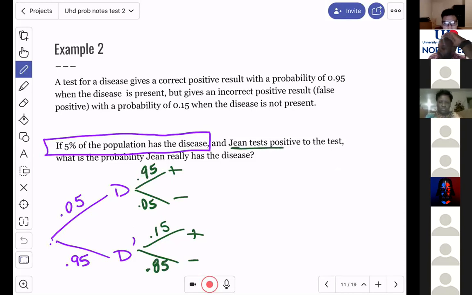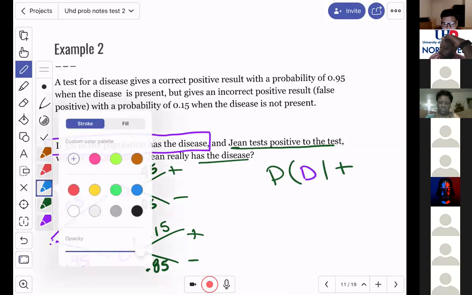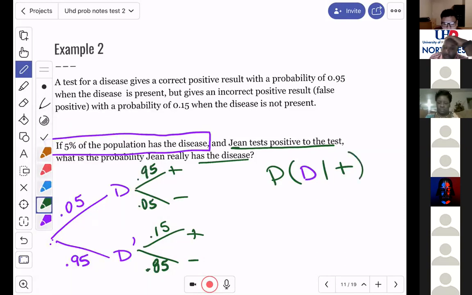So Gene tests positive to the test, which means that, given that you're positive, what is the probability you have the disease, right? So the probability of, given that you tested positive, what's the probability you actually have the disease? You okay with that?